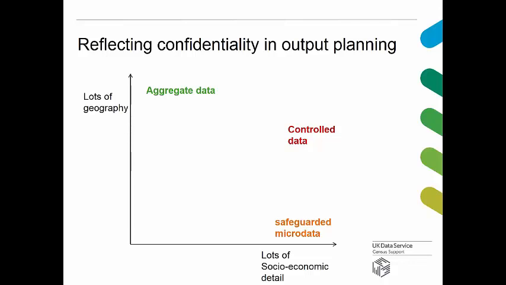Unless the data is available in a controlled way. I'm going to talk about the different sort of outputs in a minute, but you can see aggregate data has lots of geography, safeguarded microdata has lots of socioeconomic detail but not much geography, and almost in between is controlled data, where you have to go through some hoops to get hold of the more potentially disclosive information.